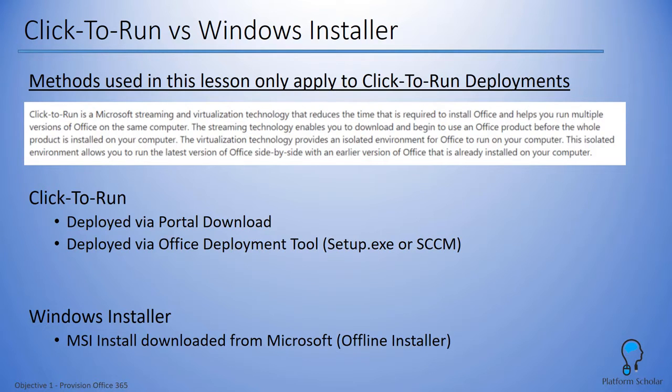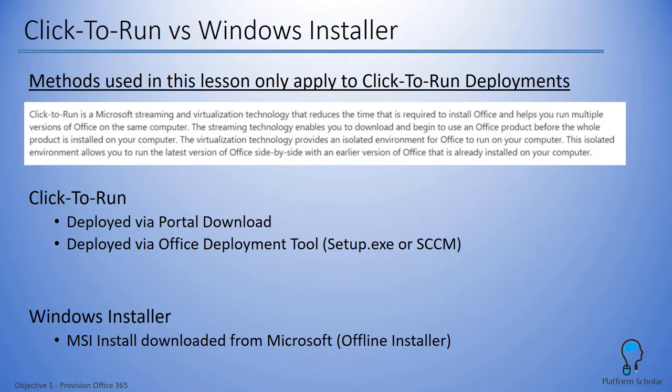Whether users download Office from Office 365 or whether you deploy Office through the Office Deployment Tool, they're both considered click-to-run implementations. The Office Deployment Tool, or ODT, is a method of creating an XML configuration file and then running setup or pushing the install through group policy or SCCM to users. It doesn't use an MSI.